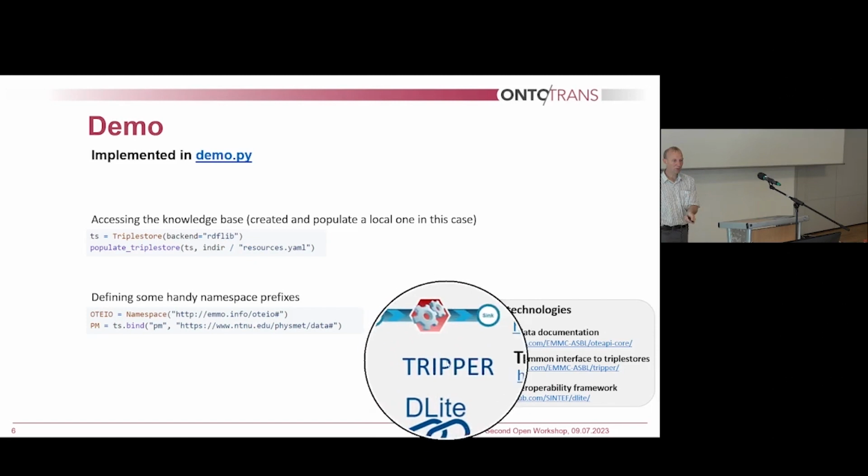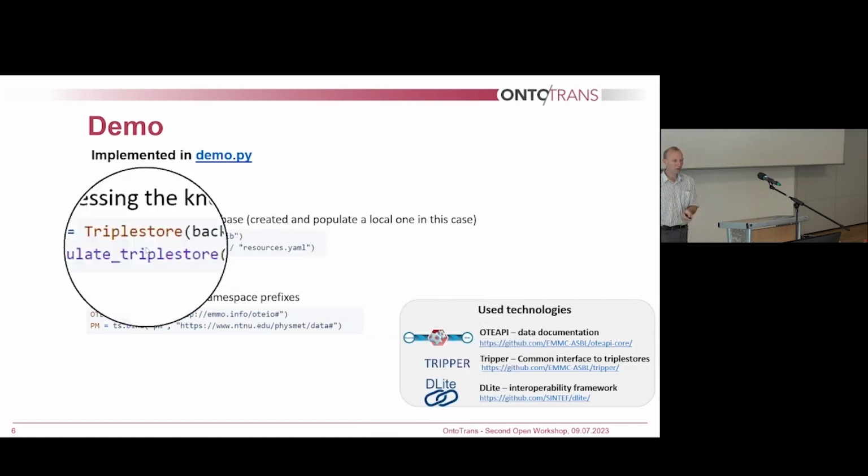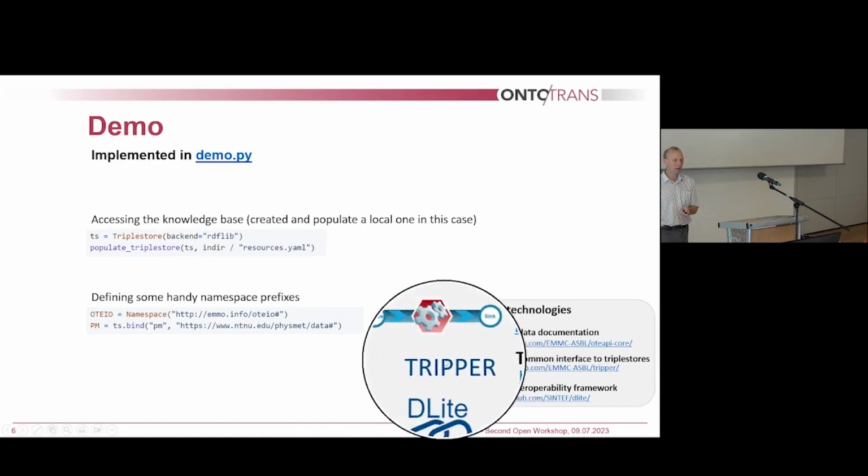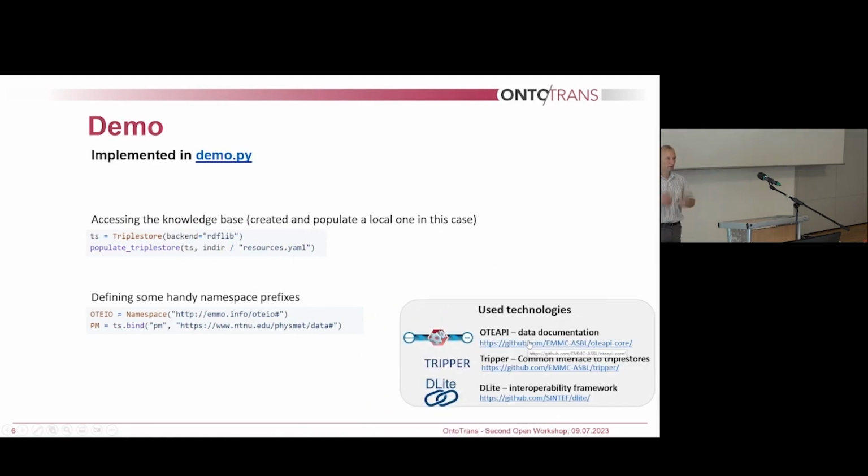So we have Tripper that is used to represent the knowledge base. We have DLite that is used with data models, and then we have OTAPI that is the technology that we use to set up this pipeline documenting the data. So first, we want to have a triple store. We use Tripper, so we have a triple store. First, we instantiate that, and we use, in this case, a very simple in-memory backend, RDFLib, but we can connect to any of the shared triple stores that we might have in the projects.